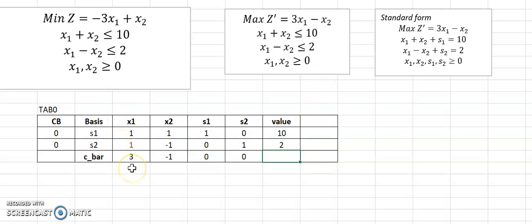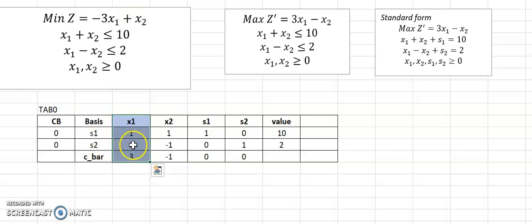Okay, so to proceed, we need to find out which variable is going to be entering the basis and which variable is going to be exiting. To choose the entering variable, we're going to select the variable with the largest C-bar value, because that's the variable that's going to add the most to our objective value. So x1 is going to be the entering variable, and hence this column is going to be called the pivot column.